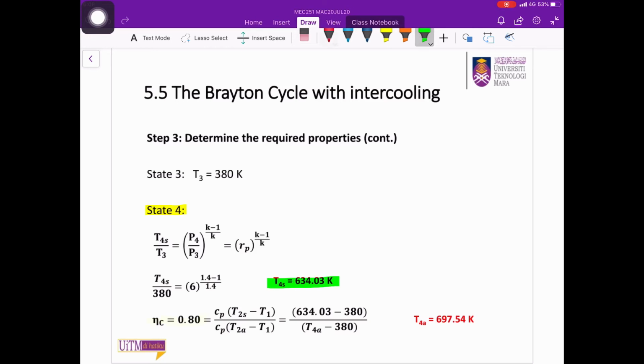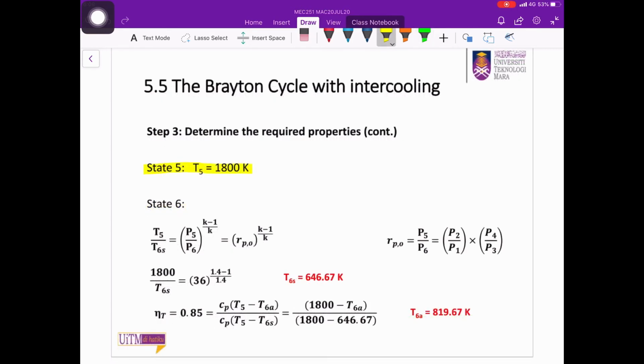Once we substitute the values and calculate, we are going to get the value of T4S is equal to 634.03 Kelvin. By using the isentropic efficiency for the compressor, which is 0.8, we can now find the value for the actual temperature at state 4. We are going to get T4A is equal to 697.54 Kelvin. The temperature at state 5 has also been given by the question, which is 1800 Kelvin.